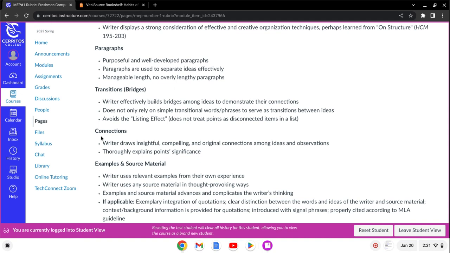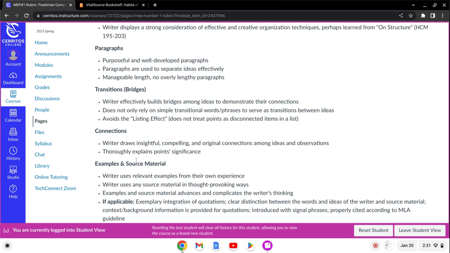Next criterion here, connections. The writer draws insightful, compelling, and original connections among ideas and observations. Insightful means that you are providing some sort of key idea or explanation that illuminates or explains an idea for your readers. Compelling means that it's interesting. And then original means that it's not something that we've already heard 100 times, right? So original meaning that it's particular to you, it's unique to you in that way. These experiences are from your life, not just a general, theoretical, generic life.